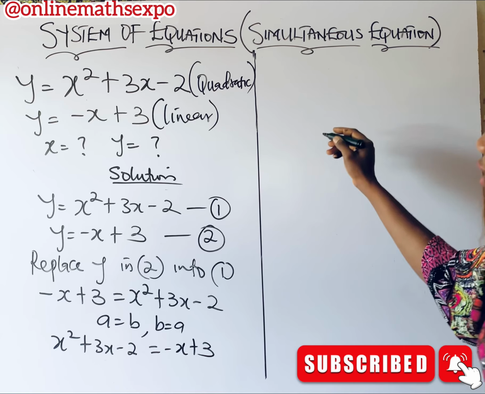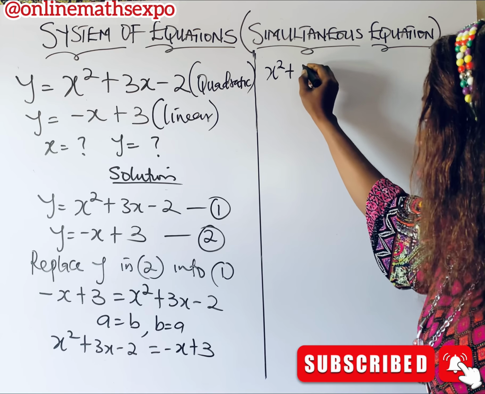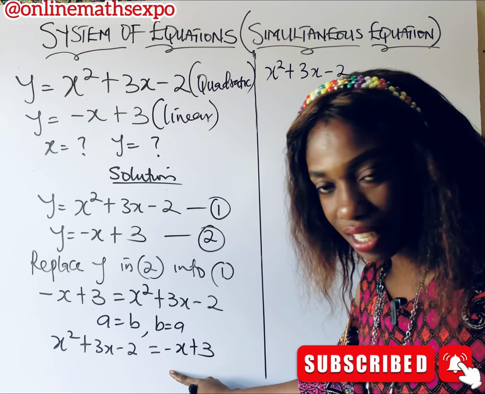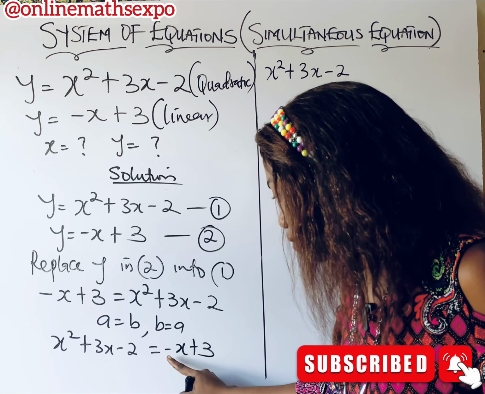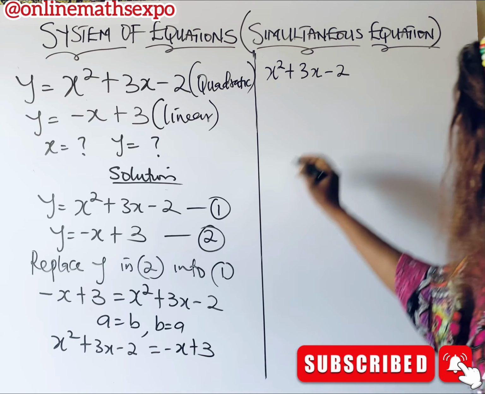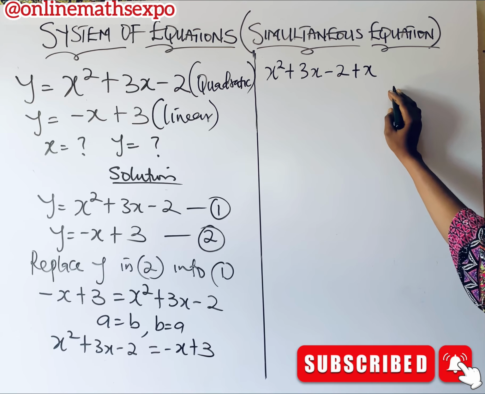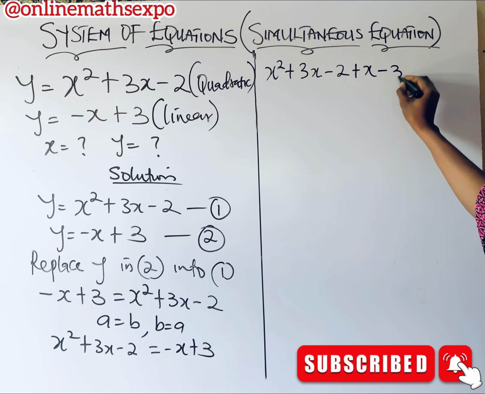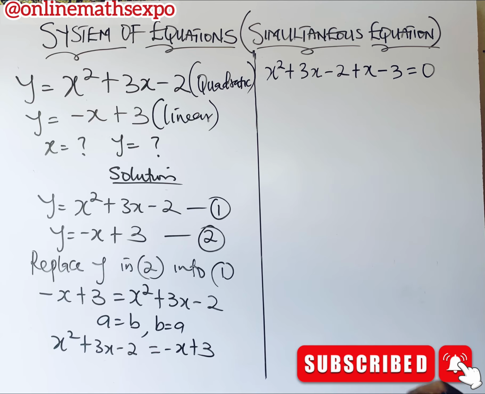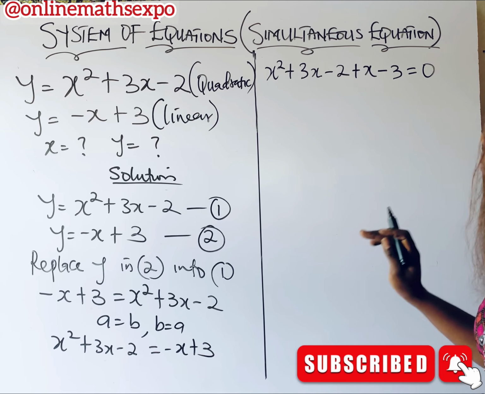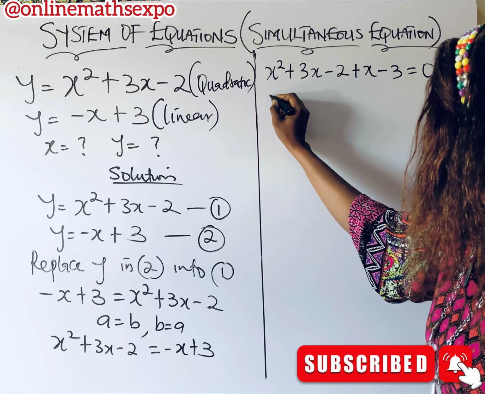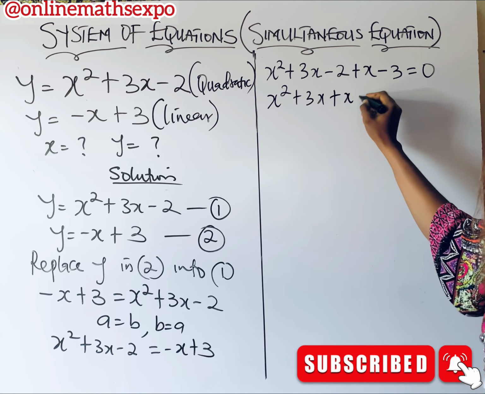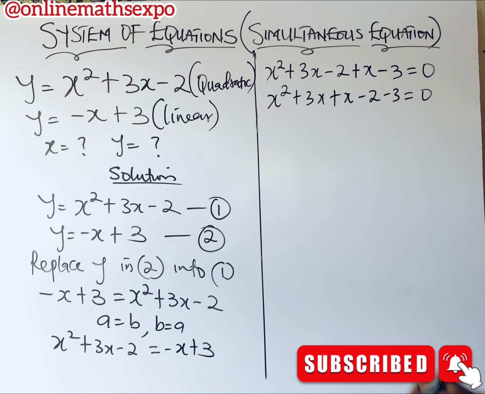Now at this point, this is going to give us x squared plus 3x minus 2. Remember, this is negative x. So because it's negative x, if it changes position to the left side, it becomes positive x. Now this will also take it to the other side. It becomes negative 3 and everything is equal to 0. I hope it's clear. So at this point, we're going to now have x squared plus 3x plus x minus 2 minus 3 is equal to 0.